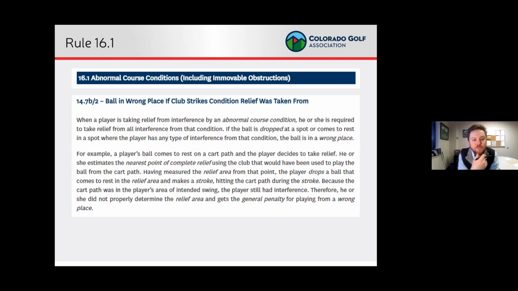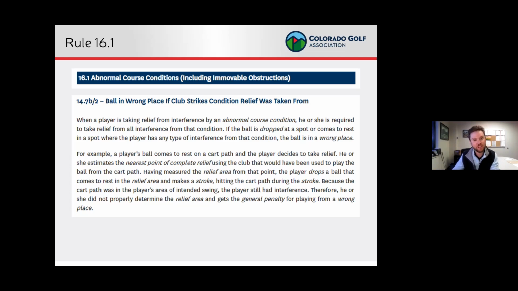And it says, for example, a player's ball comes to rest on a cart path and the player decides to take relief. He or she estimates the nearest point of complete relief using that club, like we said, the same club that would have been used to play the ball from the cart path. Having measured the relief area from that point, the player drops the ball, the ball comes to rest in the relief area, and he makes a stroke, hitting the cart path during the stroke. Because the cart path was in the player's area of intended swing, the player still had interference. Therefore, he or she did not properly determine the relief area and gets the general penalty for playing from the wrong place. So in this paragraph, it says the player dropped it in the relief area. Well, the way to maybe look at it better is to say in the perceived relief area, like, oh, this is going to be fine.